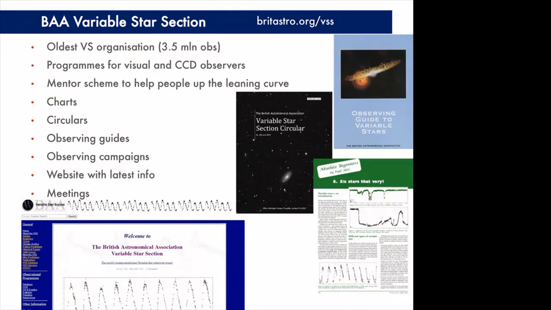And we can provide all kinds of information and advice about which stars to observe and how to observe them, whether you're a visual observer, naked eye observer, binocular observer, or a CCD observer. We can even put you in touch with mentors that can help you up the learning curve. It can seem a little bit daunting when you first start out, and therefore having somebody you can call and get advice from can be quite helpful. So we have the mentoring scheme.